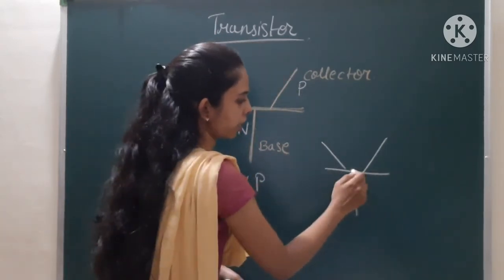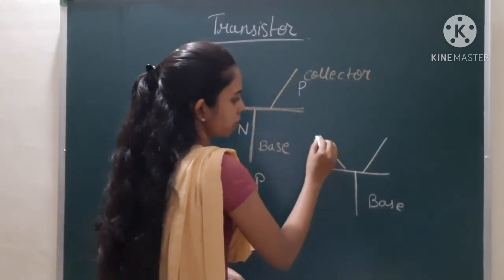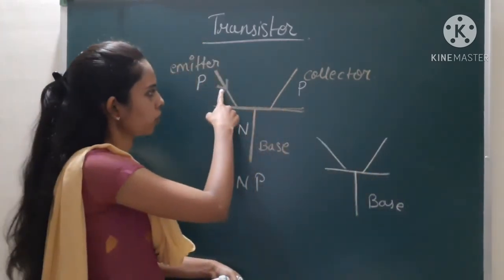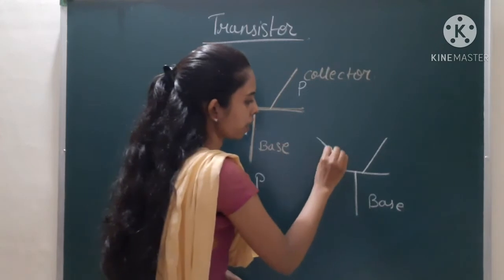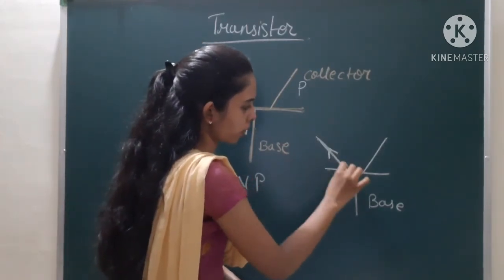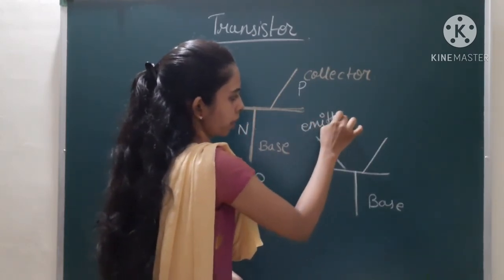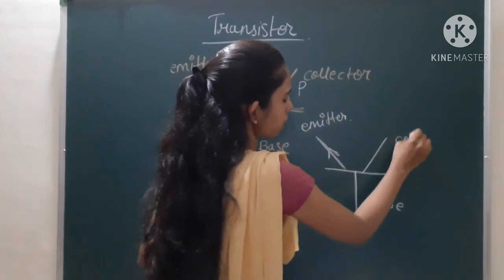Now this T type shape is nothing but the base. Now here we have shown the arrow in the downward direction. If the arrow is in the upward direction, then I have already told that the arrow section is always called the emitter, and the remaining section is called the collector.